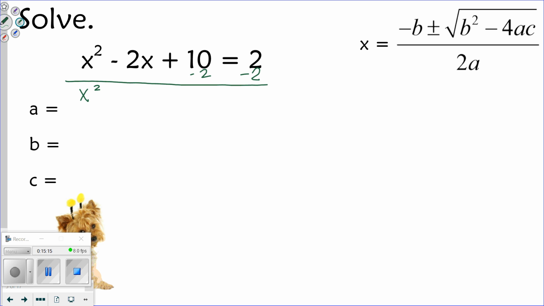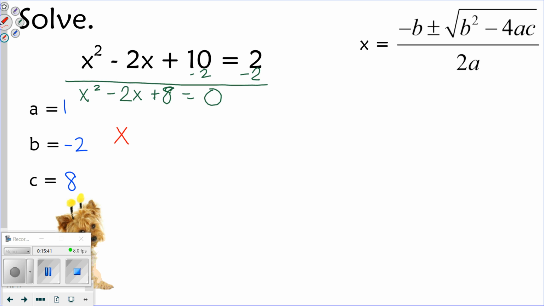So I get x squared minus 2x plus 8 equals 0. Oh my gosh, my board does not want to write today. All right, what's my a value? 1. My b? -2. And my c? Good.